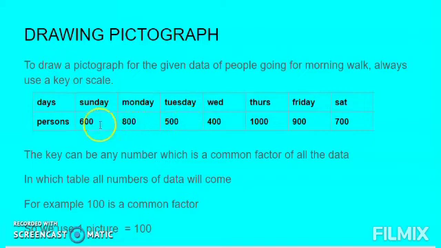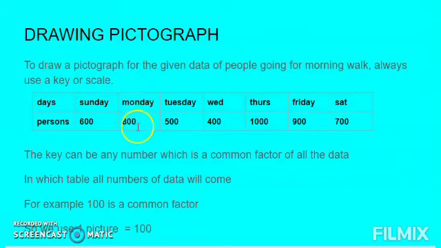That is 100. In the table of 100, 600 will come, 800, all these data can come in the table of 100. So the key can be any number which is common factor of all the data. That means in which table all the number of the data will come. So here we are taking 100. So 6 into 100 is 600. For Sunday, we'll draw 6 pictures.